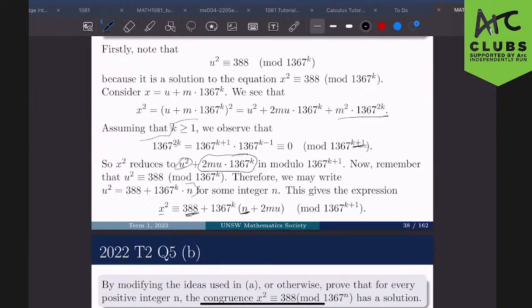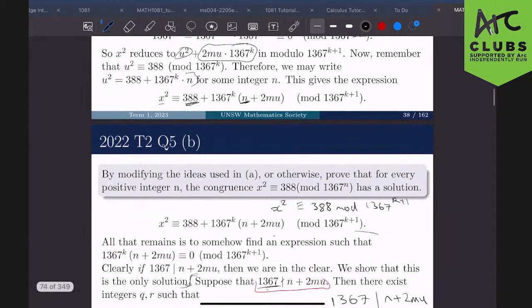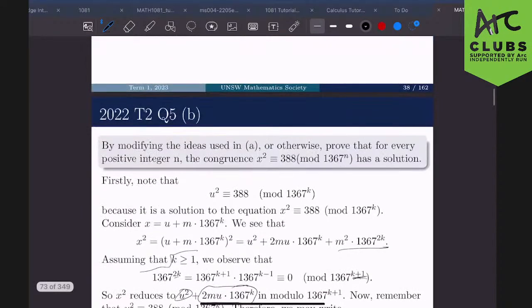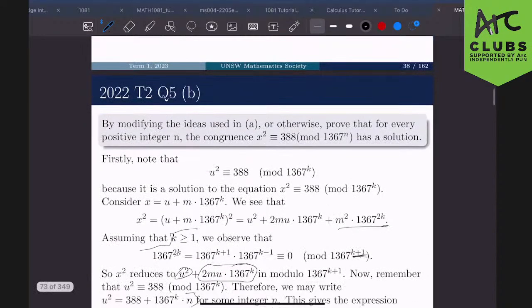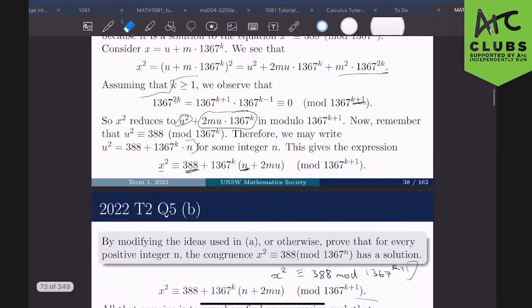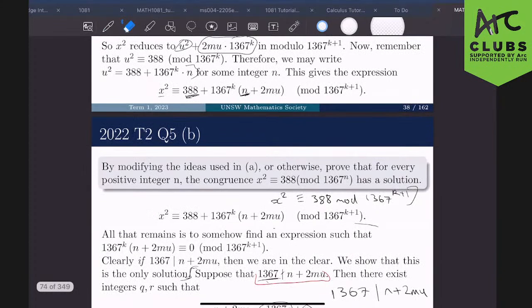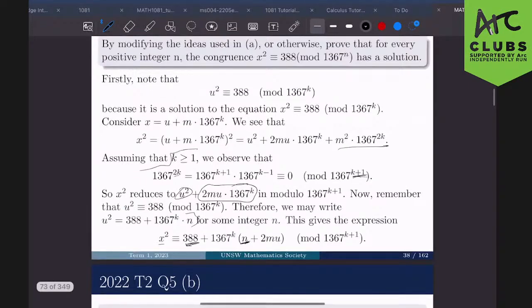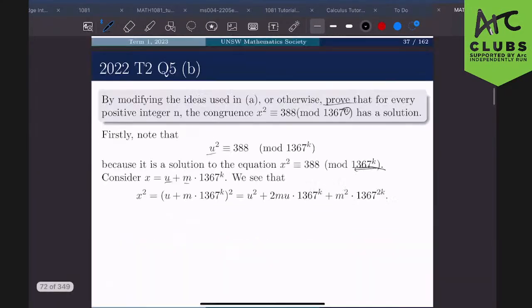Going back again, we were proving by induction, so we've now proved the case for k plus 1, and obviously originally we proved the case for 1. So it follows that for every positive integer n, this has a solution. So it's a very complicated proof, so you probably will be pausing and rewatching that many times.